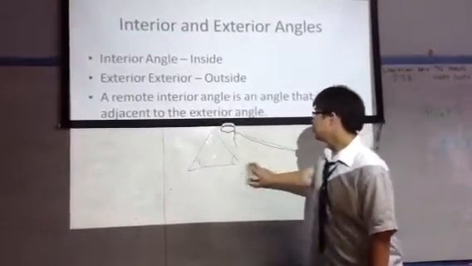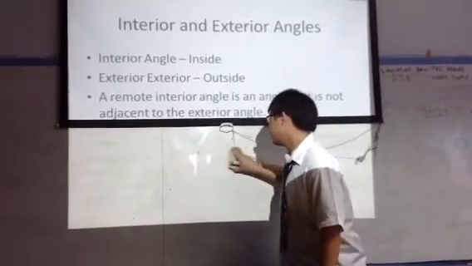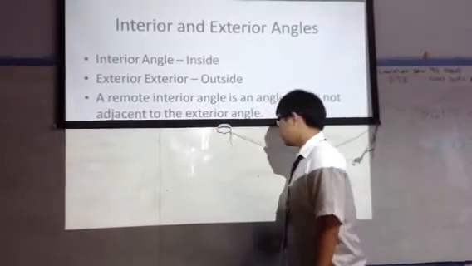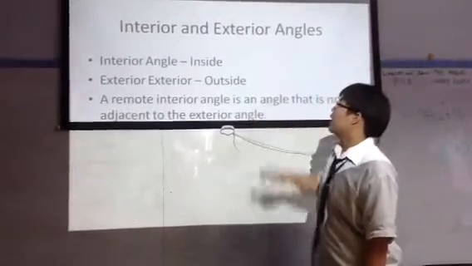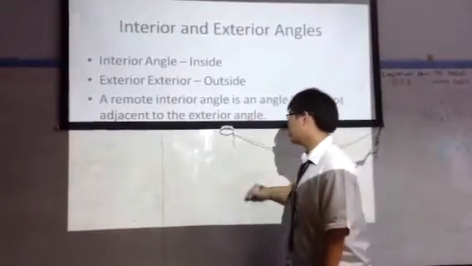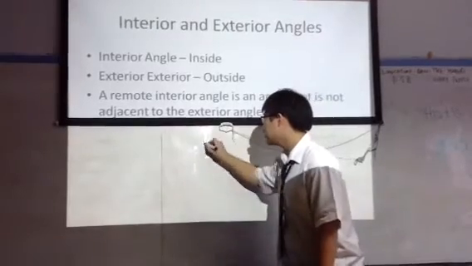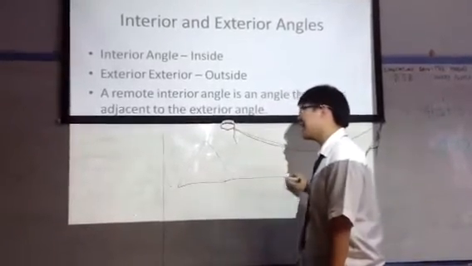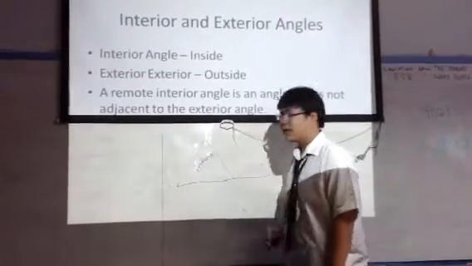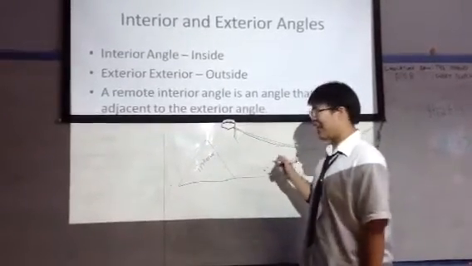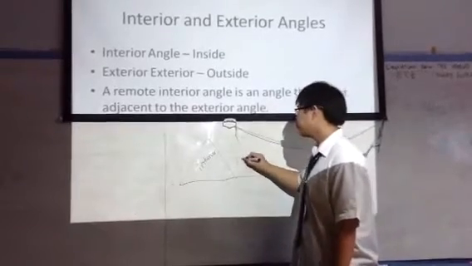Alright. Now we move on to describing the angles in a triangle: interior and exterior angles. An interior angle would be any angle inside the triangle. Interior meaning inside. So you can just say any angle in here is interior. Any angle outside here would be exterior.